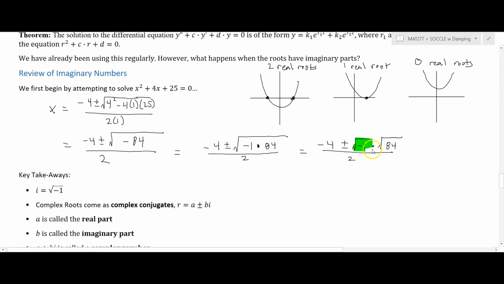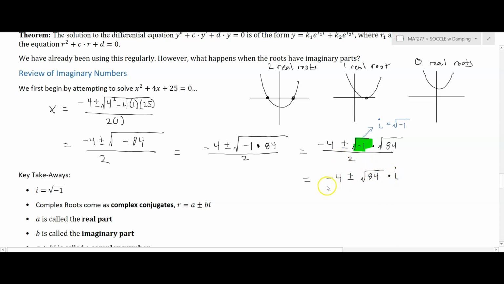Okay, now the square root of negative 1, we know that that's an imaginary number, because what number times itself gives me negative 1? Well, I could do 1 times 1, which is positive 1, or negative 1 times negative 1, which is still positive 1. So we give this guy a name. We call this i, and i just stands for the square root of negative 1. That's just the symbol we use in place of that. So here we're going to have negative 4 plus or minus the square root of 84, which I could approximate, but I'm just going to leave it as the square root of 84, multiplied by i, all over 2.